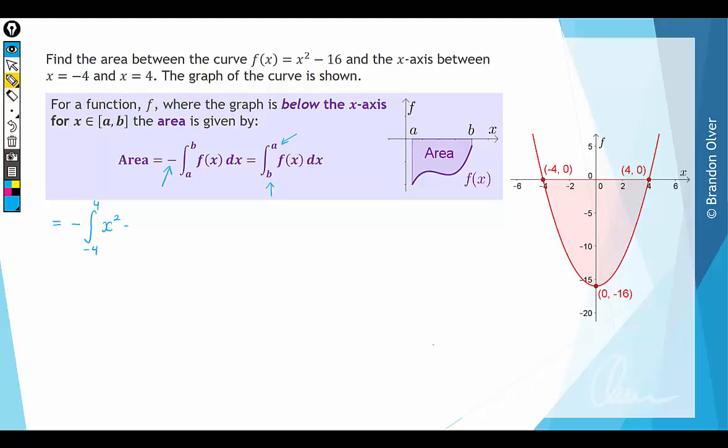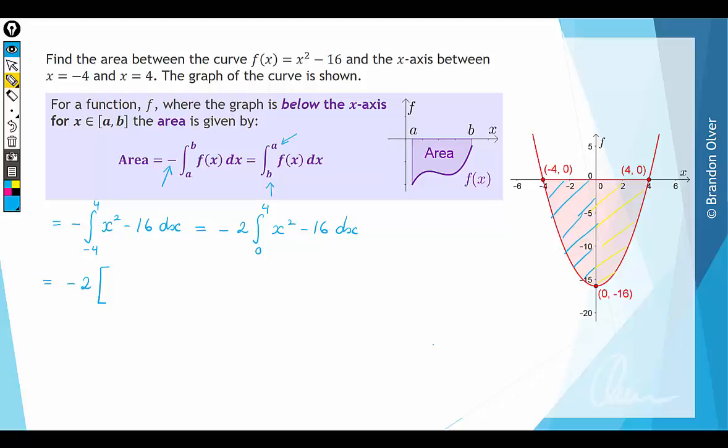which is x squared minus 16 dx, and that's going to be equal to -2 times the integral from 0 to 4 of x squared minus 16 dx. And that's because this area here is symmetric to the area over here. So if I just calculate one lot of those and double it by introducing the 2, I'm going to get the same value.